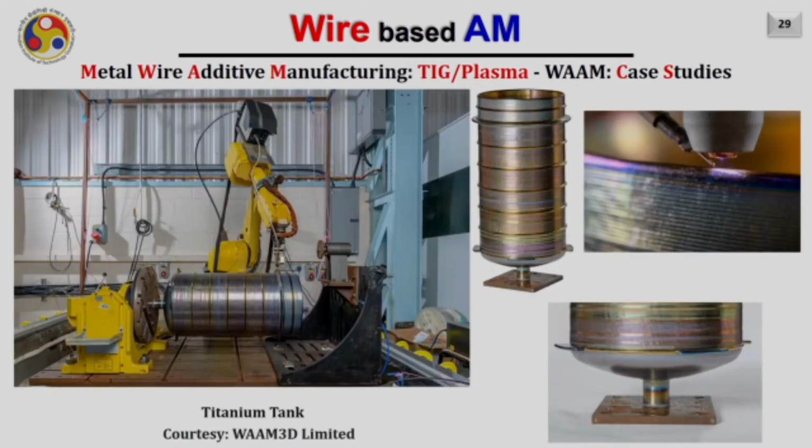Some of the case studies done on plasma wire arc additive manufacturing by WAAM 3D Limited are shown here in these diagrams. Here you can see a very big component was prepared by depositing the material through this technology. There is a robotic arm here, and on the tip of the robotic arm, if you see this diagram, there is a plasma torch generating the plasma here, and into the molten pool created by the plasma, a wire is fed. The material used here is titanium.